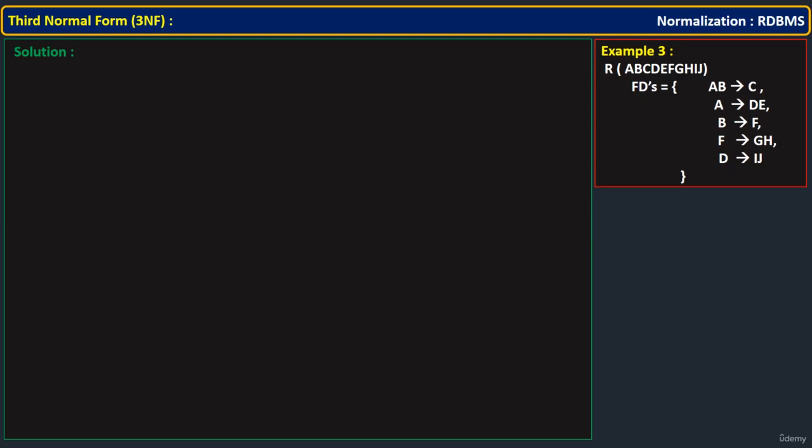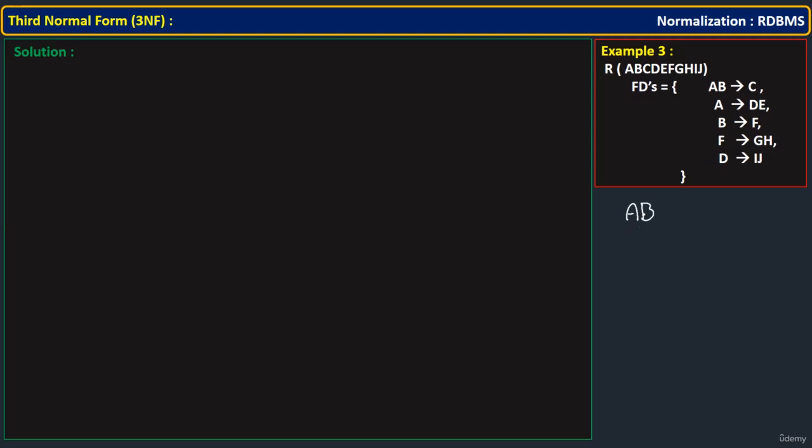So how will you find the key? We told one simple thumb rule: whichever attributes are not on the RHS side, you collect them. So is A there? No, attribute A is not there. And B is also not there. And C is there, D there, E, F, G, H, I, J. So these two attributes will definitely become part of the key, the primary key.